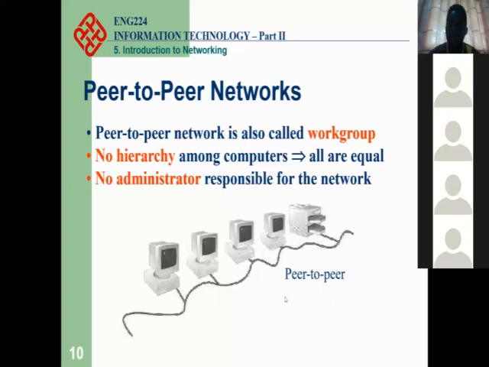So we can have networks classified according to the management methods. For example, peer-to-peer means like friend-to-friend. You don't have that administrative component in your network. Just like you want to share resources and you get a cable, plug it into one computer and plug into the other computer and you are able to share your song or any resource. So that is peer-to-peer. It is also called a workgroup. There is no hierarchy at all among members. They are all equal.